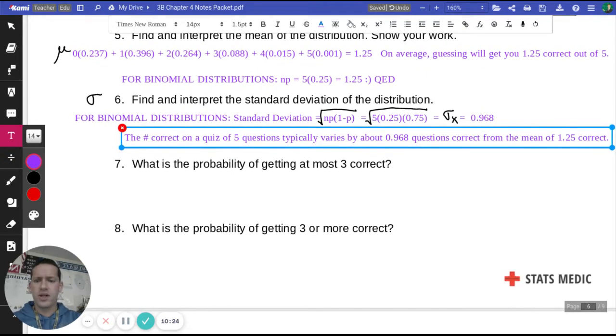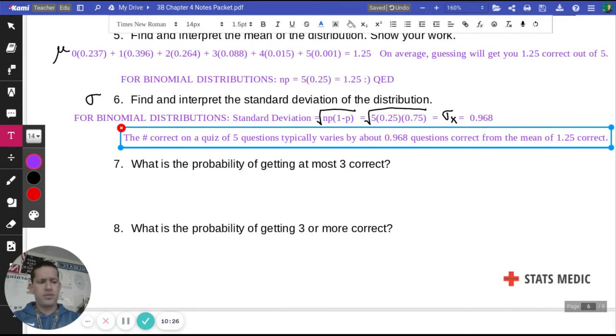A couple questions down here, and then we'll get to some notes. Sorry, trying to go quickly here. I'm busy, you're busy, we're all busy.